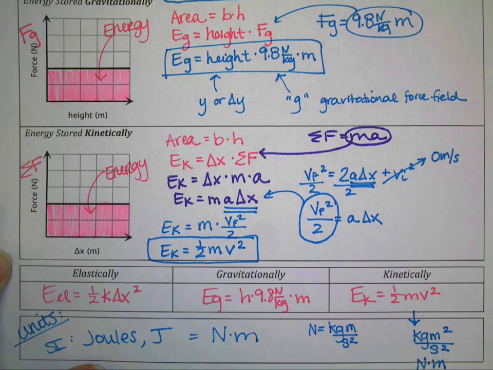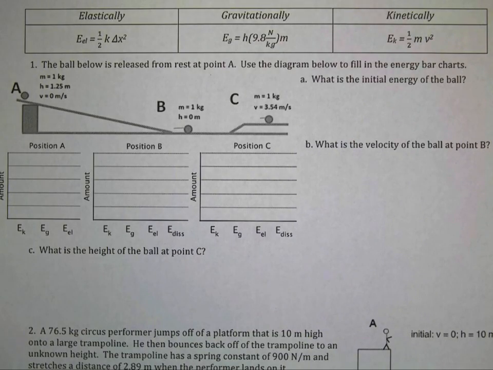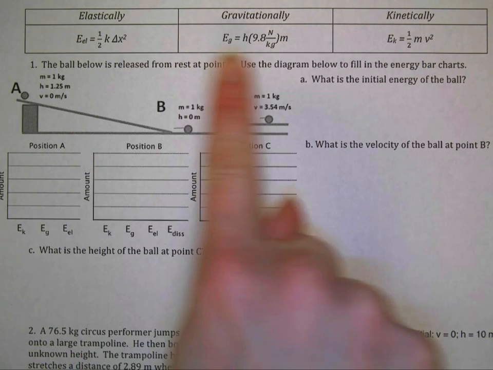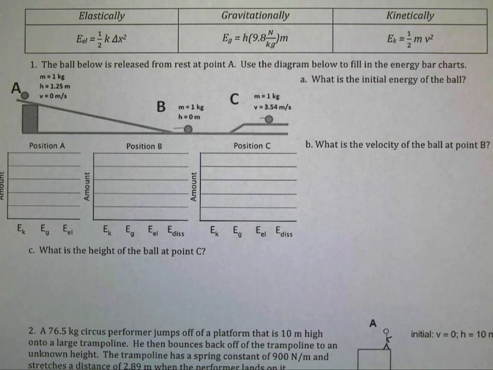Okay. On the back side, you are going to look at how to use these equations to help you with solving problems. Using these equations that we derived on the front side can easily be applied to our bar charts that we've been filling out. The first question asks what is the initial energy of the ball. The second is asking about the velocity at point B, and the third is asking about the height at point C. But before we do that, it's probably best to fill out our bar chart.